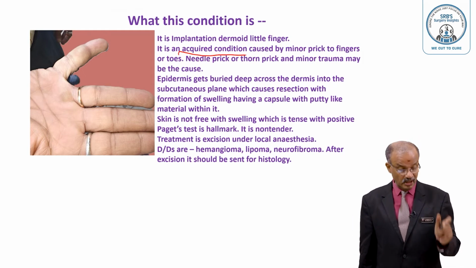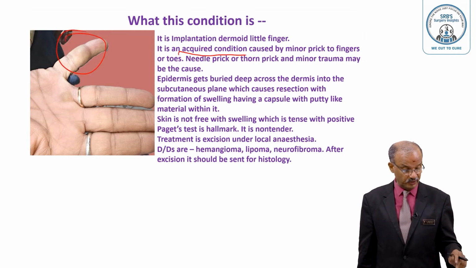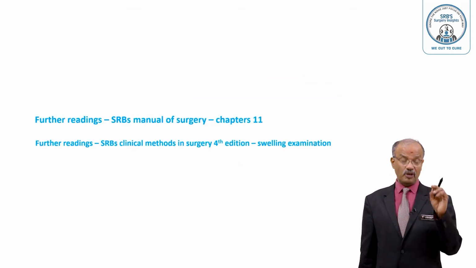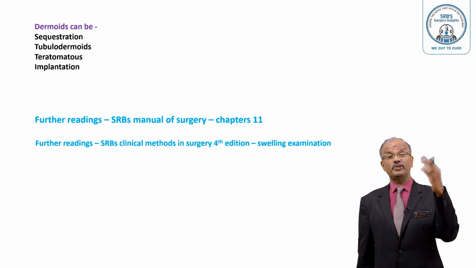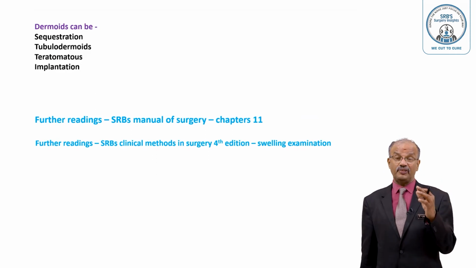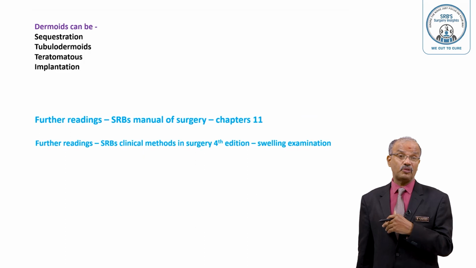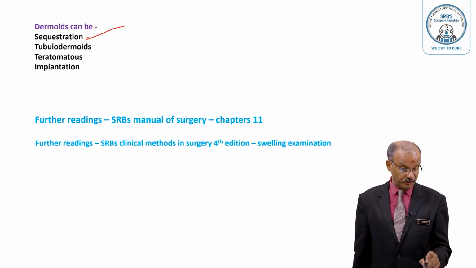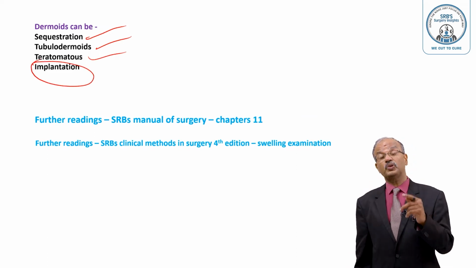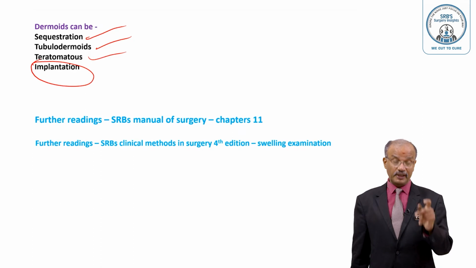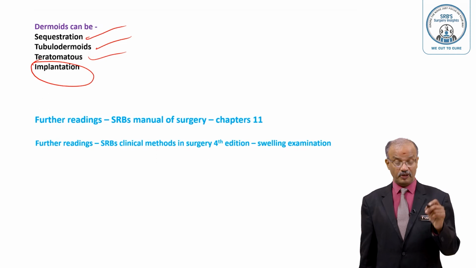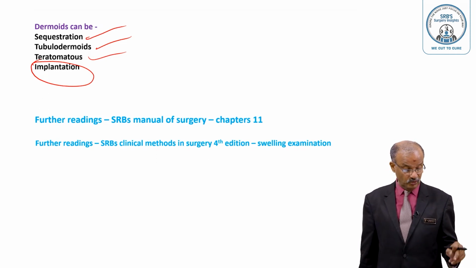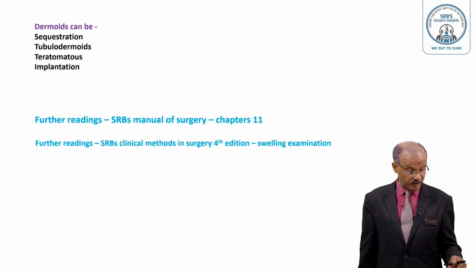It is a very commonly asked short note. It's a short case and will be kept in the exam. That also you have to remember. The different dermoids are sequestration dermoid, tubulo dermoid, ceratomatous dermoid, and implantation dermoid. You can go through my SRB manual of surgery, swelling chapter, which gives the details about all these things. All these are short notes. You can go through my manual of surgery and my clinical methods in surgery also. The swelling examination gives the details about the different types of implantation dermoid, with photos of course.